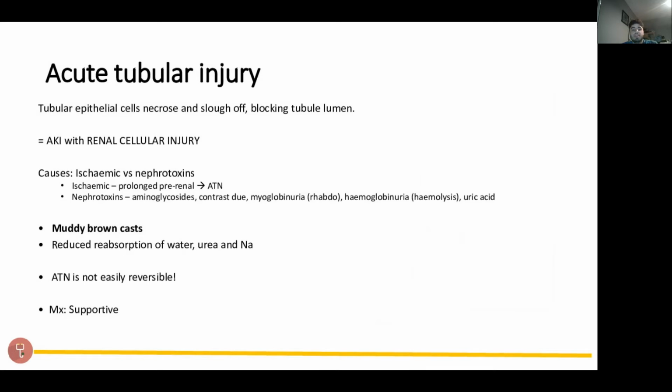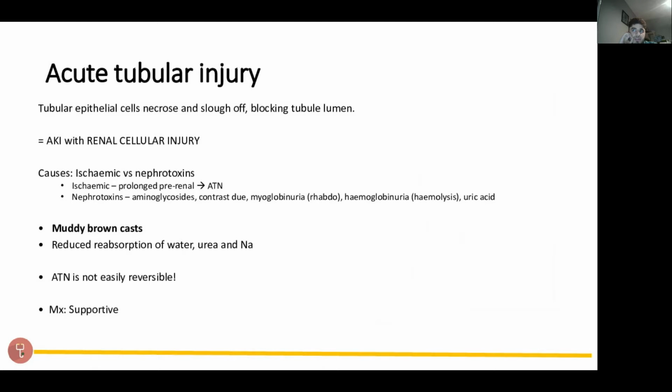So, acute tubular injury used to be known as acute tubular necrosis. So often in notes, you'll see both in questions. You might see both as well if they haven't been updated. I know my med school wasn't. What happens here is you get damage to the epithelial cells in the tubules of the nephron and the kidney. And these then necrose and slough off, kind of blocking the tubule lumen, okay? Typically, this is caused by two main different categories, either ischemic or nephrotoxins.